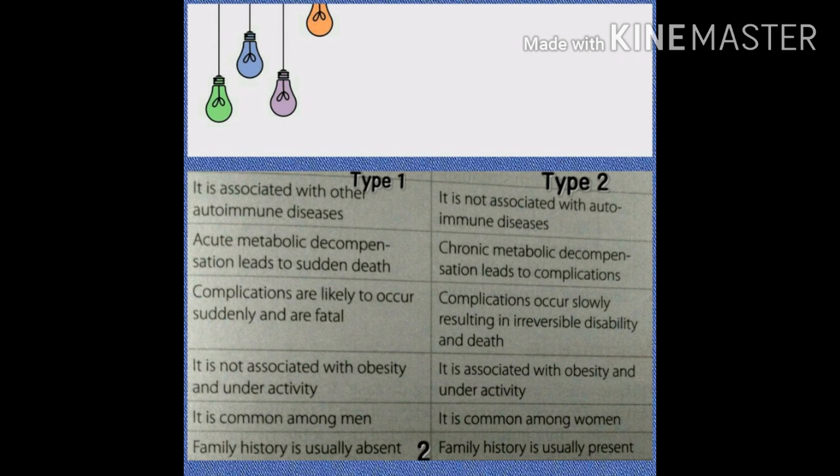The next point: type 1 diabetes is not associated with obesity, because the patient comes to you in a very lean or thin condition, so we can easily understand this is a type 1 diabetes case. Type 2 diabetes is associated with obesity or inactivity, because it occurs due to lifestyle changes. The patient may or may not be obese, but in most cases the patient is found obese.